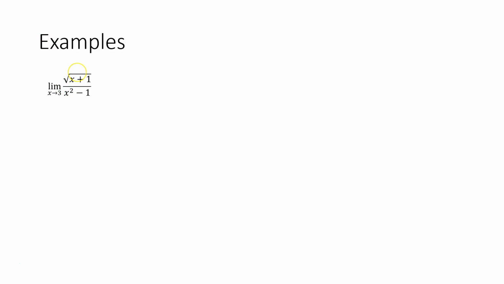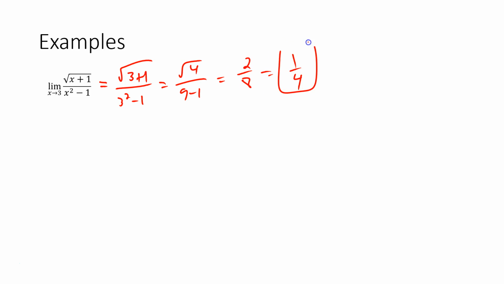And this one actually, sorry, I had to go back and remember what this was because there's no conjugate here. But this one, we're just going to try plugging it in. So it'd be root 3 plus 1 over 3 squared minus 1. So that is the square root of 4 over 9 minus 1, which is 2 over 8. That's 1/4. So we got a number. So this was our first strategy. We plugged it in, it gave us a number, we have our limit.